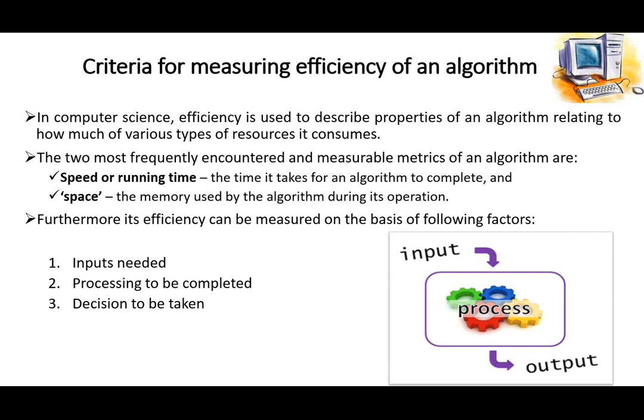Third one, decision to be taken. And fourth one is outputs to be provided, whether the output that it produces in each case is the correct one or not. So whether the output that it produces for different inputs which are provided to the algorithm are correct or not. So in the coming slides we will discuss these 4 factors one by one.